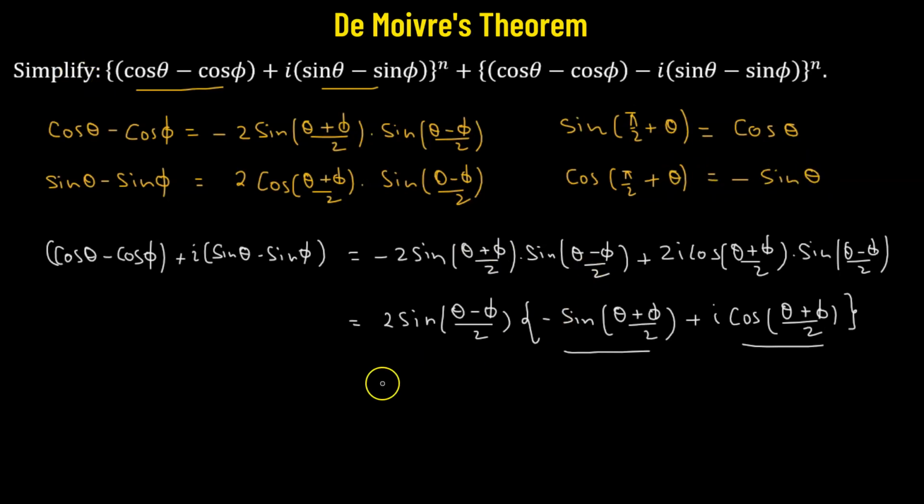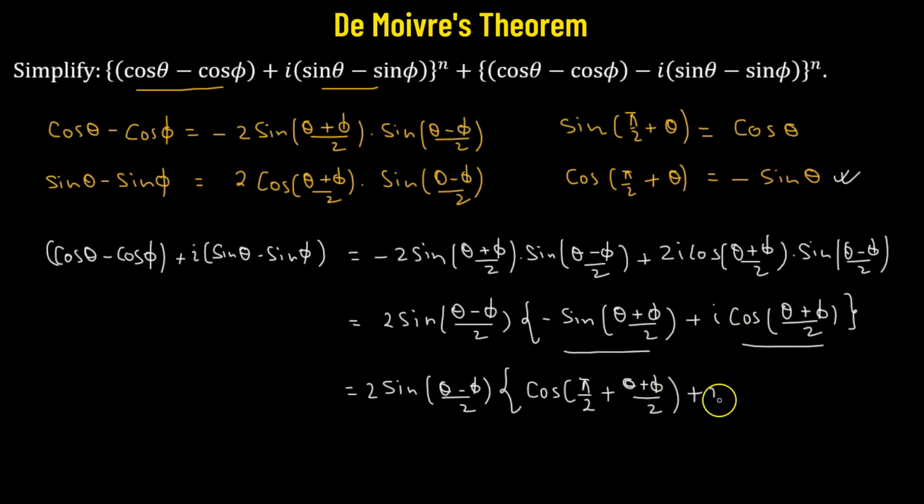Using this particular idea, we can rewrite our expression as 2 times sine of (theta minus phi)/2 multiplied by, so here we have negative sine of (theta plus phi)/2, so we'll use this fact and rewrite it as cosine of (pi/2 plus (theta plus phi)/2), and the second term, iota times cosine of (theta plus phi)/2, is simply equal to sine of (pi/2 plus theta), where our theta here is actually (theta plus phi)/2.